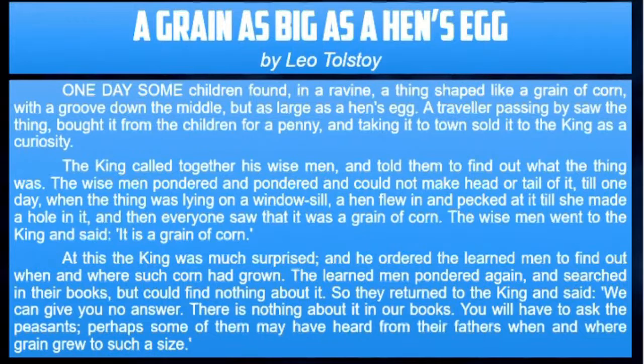And then everyone saw that it was a grain of corn. The wise men went to the king and said, "It is a grain of corn." At this, the king was much surprised, and he ordered the learned men to find out when and where such corn had grown. The learned men pondered again and searched in their books, but could find nothing about it.